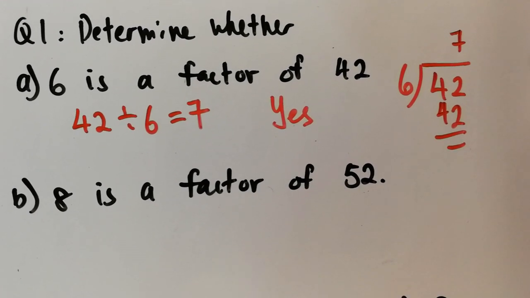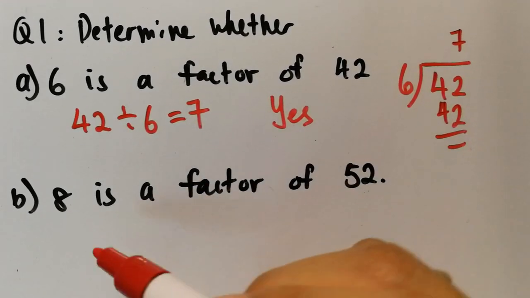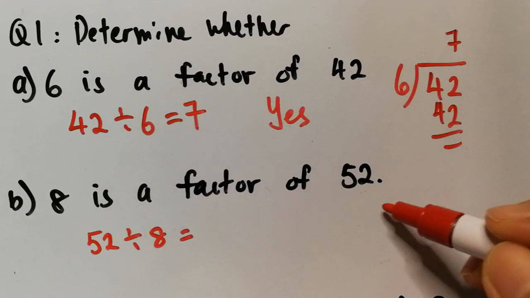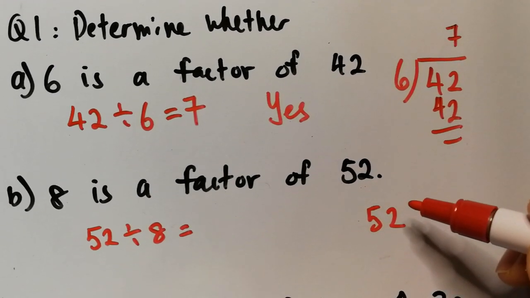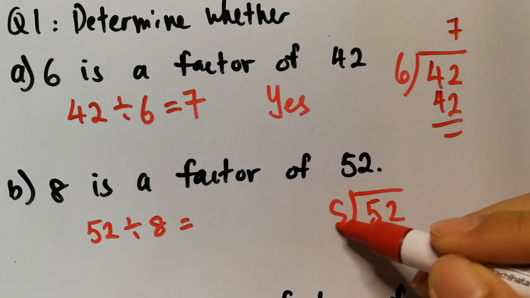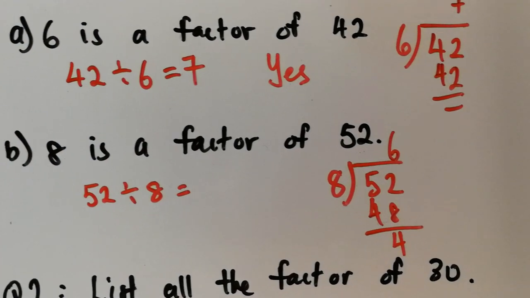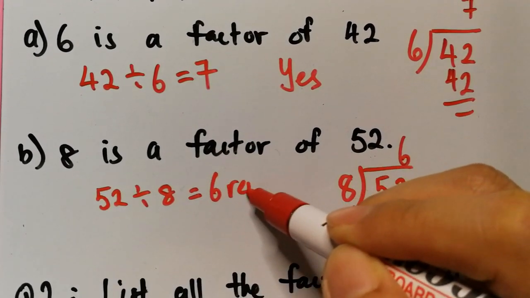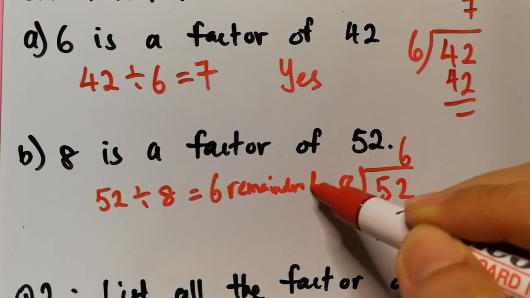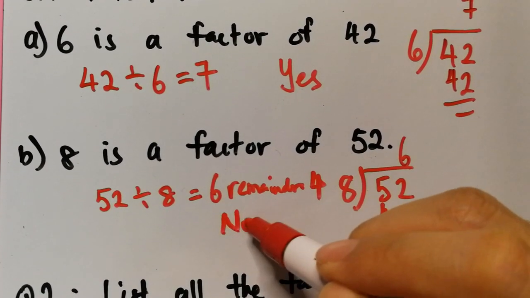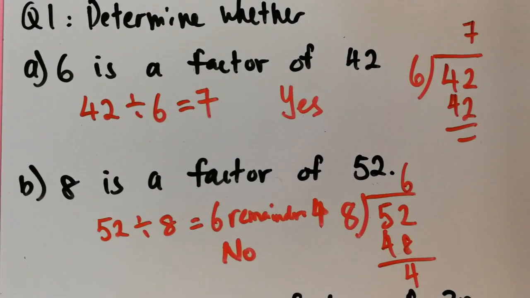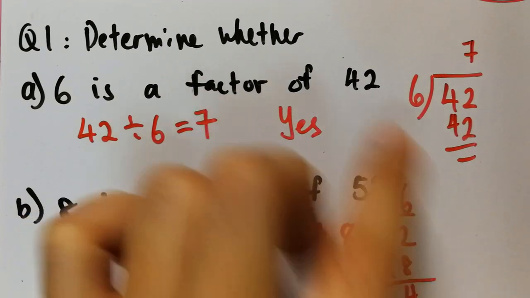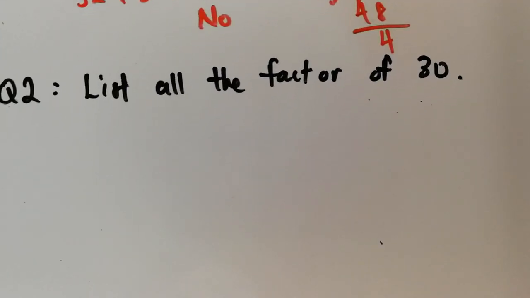So next we have: 8 is a factor of 52. So now we try to divide 52 by 8. Okay girls, after dividing you will have the answer, remainder 4. So now our answer has a remainder. If we get a remainder, our answer will be no. Okay, so this is one type of question where they ask you to determine whether this number is a factor of that number. Okay, next we move to the next question.